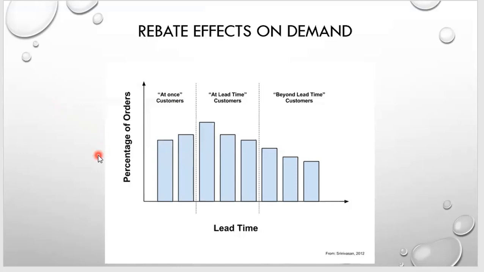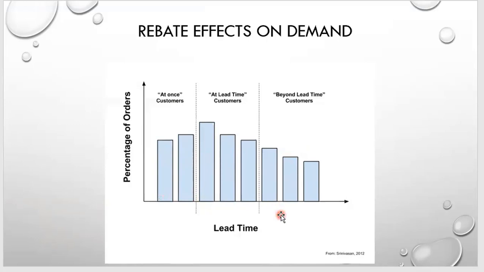I used this last week, and this is basically comparing percentage of orders, or you can say number of orders, same thing, compared to lead time. And if you break this down into, say, each of these bars is 1 week, we have a lead time here of 3 to 5 weeks. So you have some customers that want the inventory now, at once, before lead time. Then you have some that want it at lead time, then some beyond lead time.